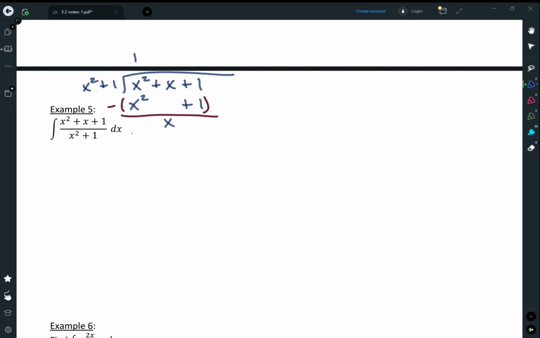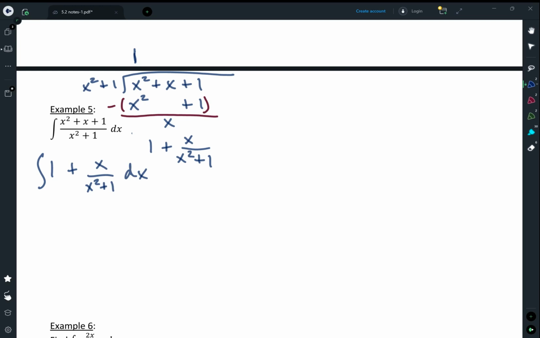And then x squared plus 1 is too big to divide into x. So basically my answer is 1, right? But I have a remainder of x over x squared plus 1. And then what I can do is I can just go ahead and integrate this. I can make this the integral of 1 plus x over x squared plus 1 dx.